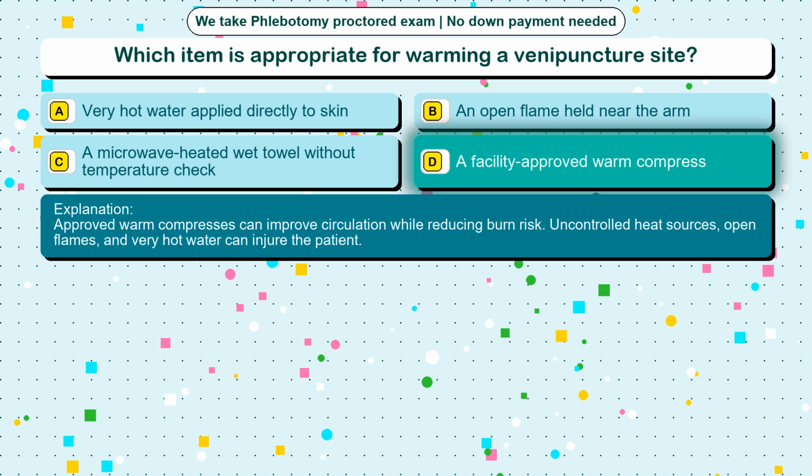Approved warm compresses can improve circulation while reducing burn risk. Uncontrolled heat sources, open flames, and very hot water can injure the patient.